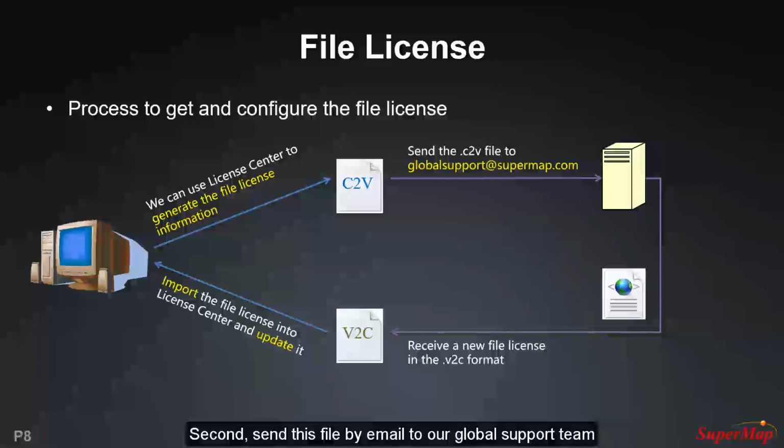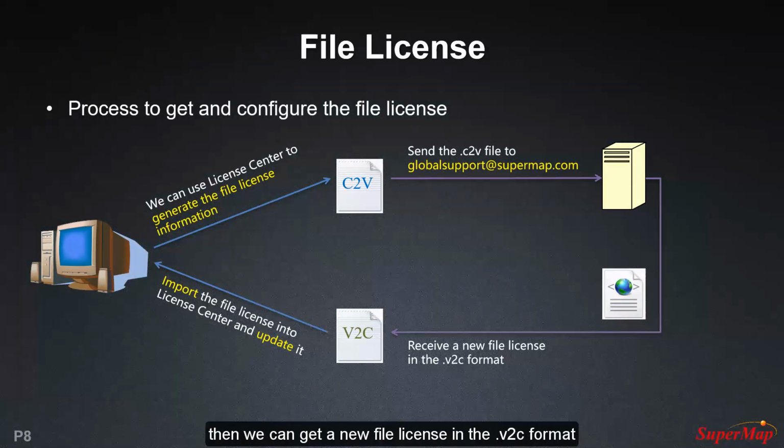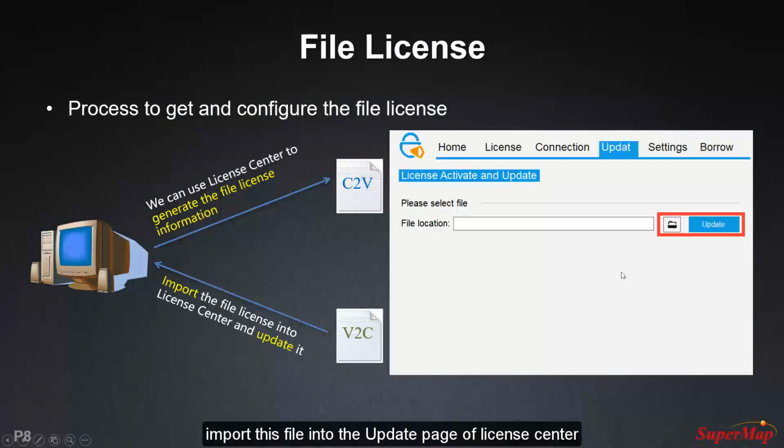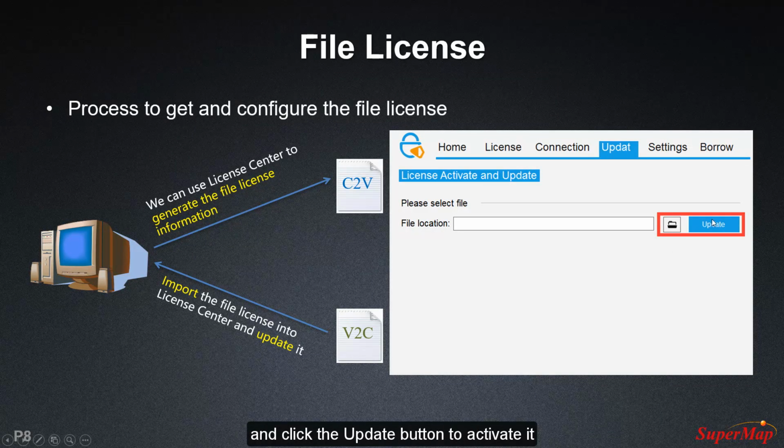Second, send this file by email to our global support team. Then you can get a new file license in the V2C format. Import this file into the Update page of License Center and click the Update button to activate it. I think it is necessary to introduce the License Center.